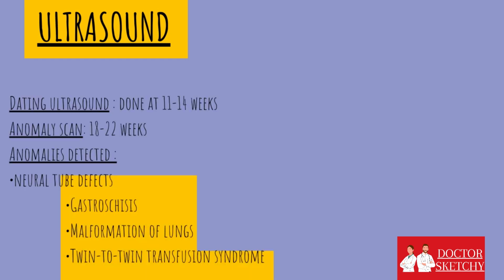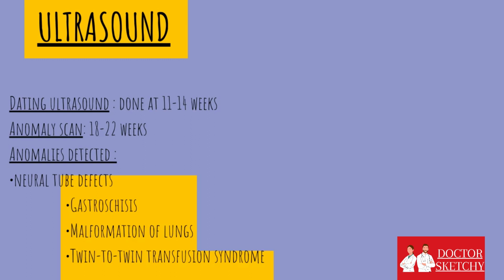Let's focus on the non-invasive one, ultrasound. It includes the dating ultrasound, which is usually done at 11 to 14 weeks, and anomaly scan, which is done between 18 to 22 weeks. You can generally remember the anomaly scan is done at around 20 weeks. And what kind of anomalies are detected? It usually detects the neural tube defects, gastroschisis, malformation of the lungs, and twin-to-twin transfusion syndrome.